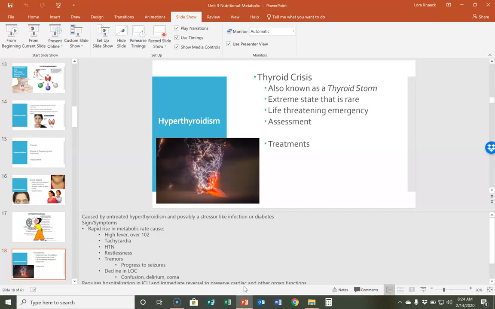Tremors that can progress into seizures. And I believe once this lady, we had to transport her elsewhere. She did have a seizure when she got there. A decline in LOC, which we definitely saw. She went from being able to answer our questions to just very confused. And they can progress from confusion to delirium to coma. This requires hospitalization in the ICU and immediate reversal to preserve cardiac and other organ functions.